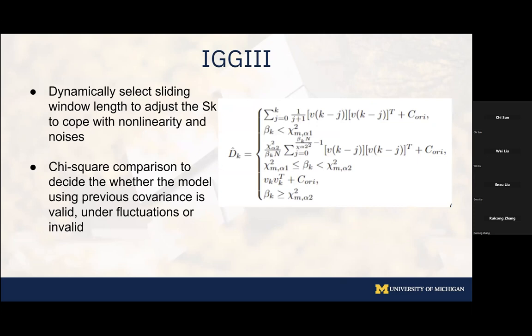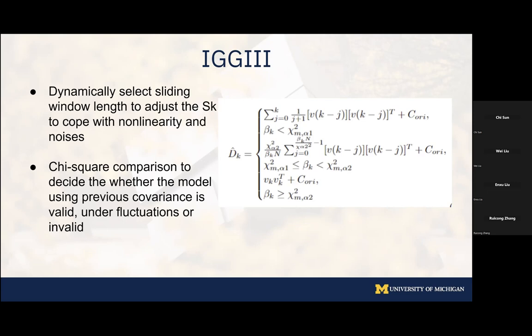However, the IAE may disrupt the system as assumptions are largely made upon linearity. Thus, we need the IgG3 to help us further. The IgG3 tries to further increase the robustness of the system by dynamically selecting the sliding window length. And this is done by comparing the innovation square over the last innovation covariance matrix with the chi-square values as thresholds. Thus, three cases are divided.